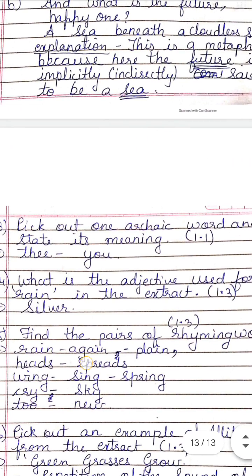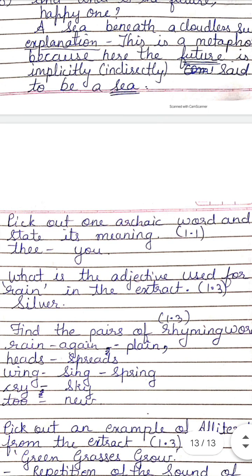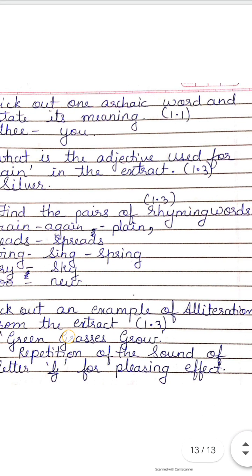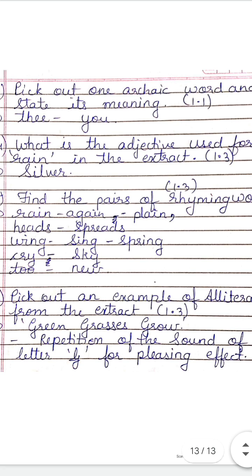Now next, pick out one archaic word and state its meaning. It's from 1.1, the same poem, Past, Present, Future. You have to pick out one archaic word. So one archaic word used in the poem is thee, which means you. What is the adjective used for the rain in the extract? 1.3, In Time of Silver Rain. What adjective is used for rain? The word silver is used for rain.